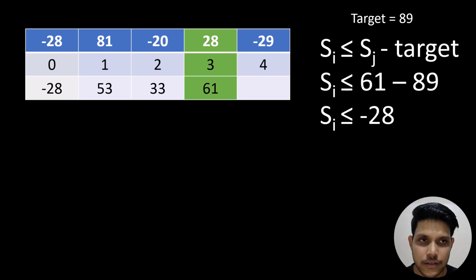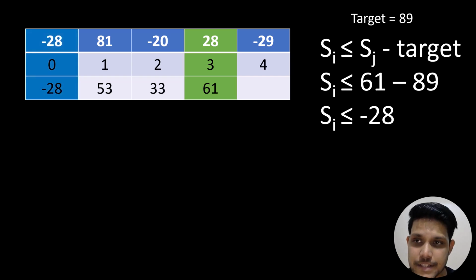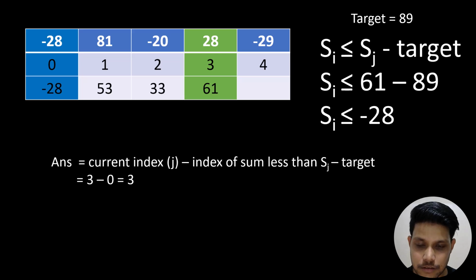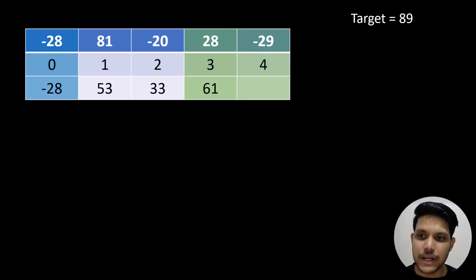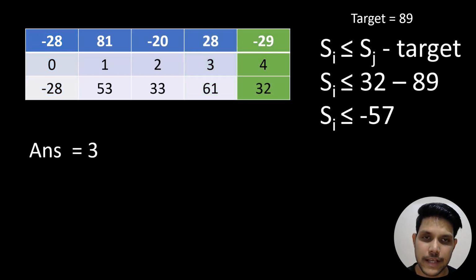We move ahead. Then we come to index 3 and put the values. We need to find an index which is less than or equal to minus 28. We find that index. It is index 0. So we get an answer which is the current index minus the index of the sum less than or equal to sum of j minus target, which is 3 minus 0, which is 3. So that becomes the window size. We'll keep that answer with us and move to the next index.